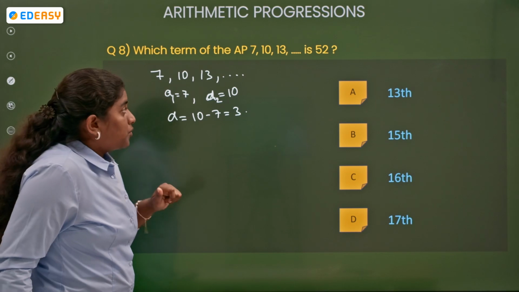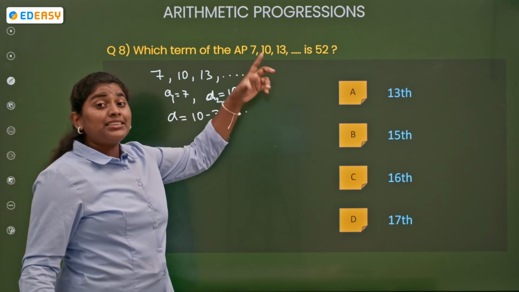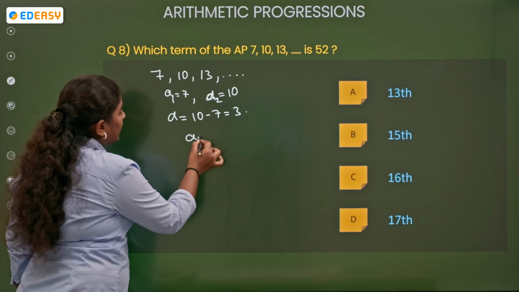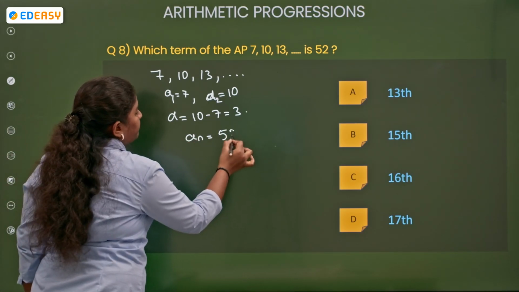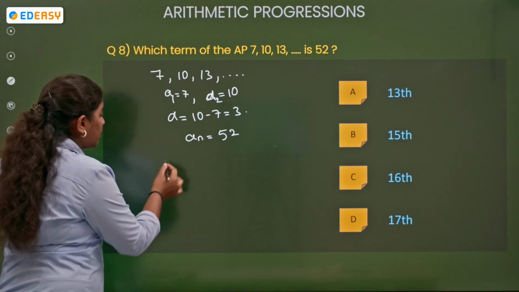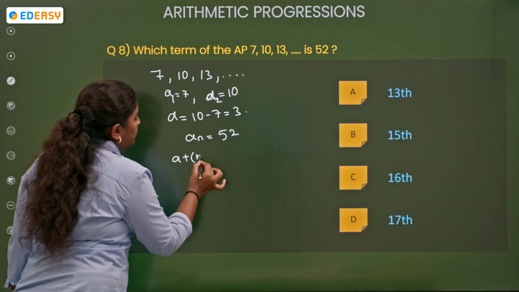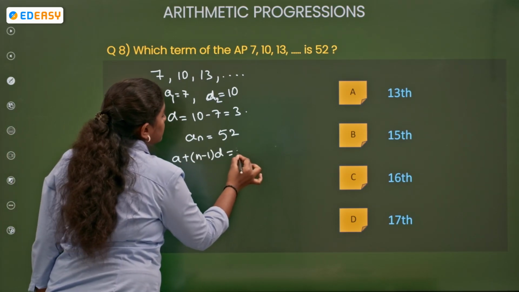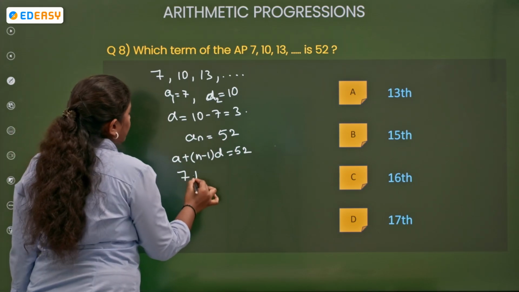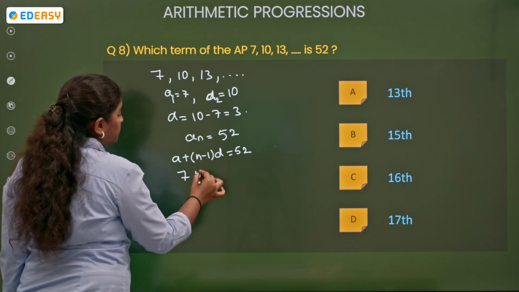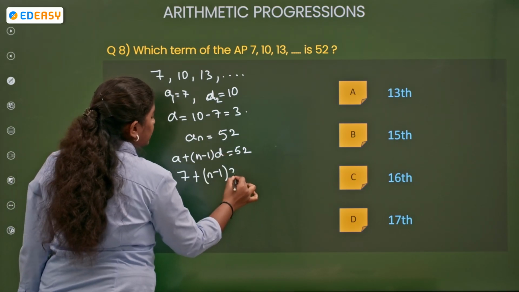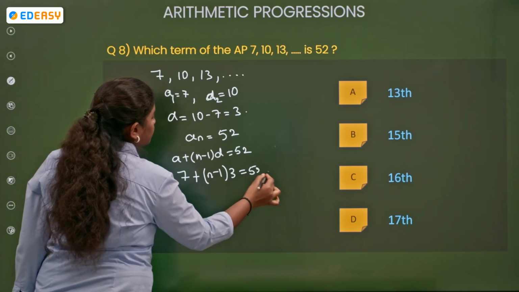Now here they gave the nth term value, so we are going to equate our an to 52. What is the formula to find the an? That is a plus n minus 1 into d, which equals 52. Now what is the a value? 7. So 7 plus n minus 1 into d, which is 3, equals 52.